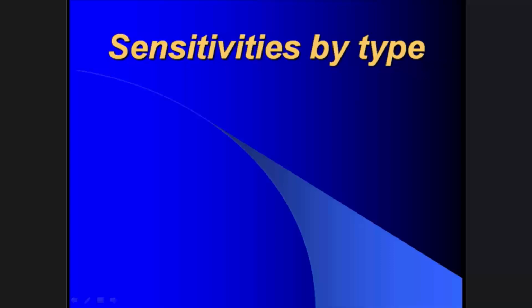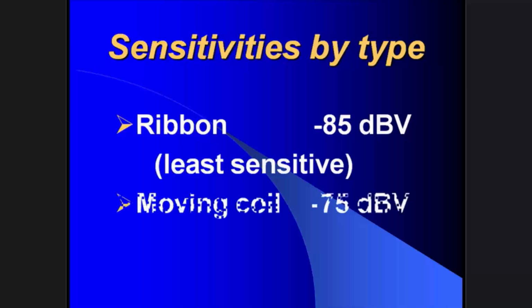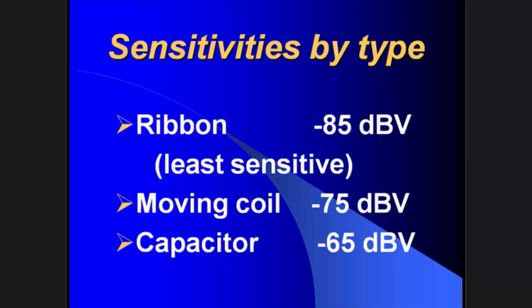By types of microphone, ribbons are by far the least sensitive electrically, acoustically. They are the least sensitive microphones. Moving coil microphones have pretty good sensitivity, and capacitor microphones, mainly because of their built-in amplifier, have the best sensitivity.